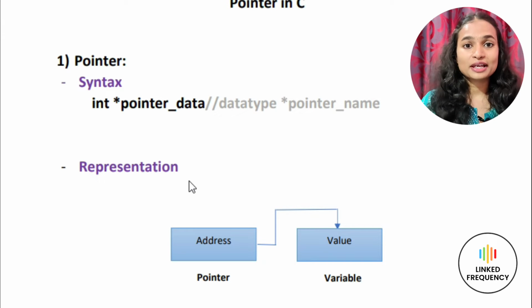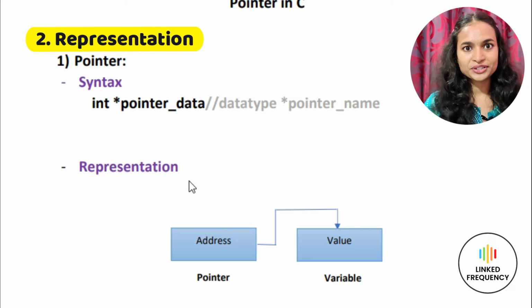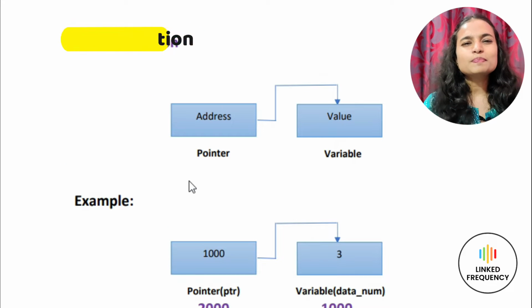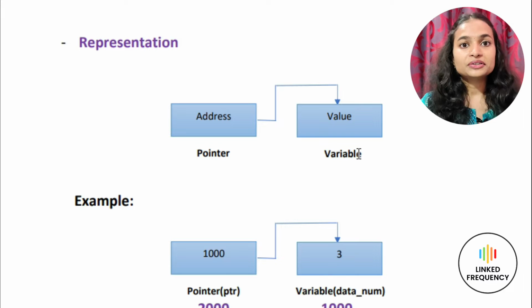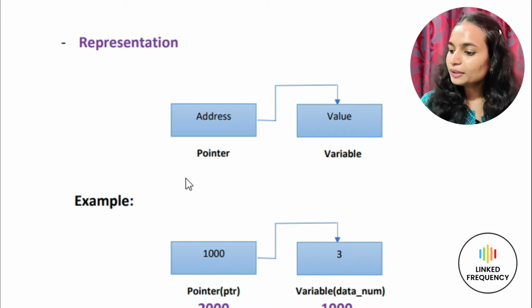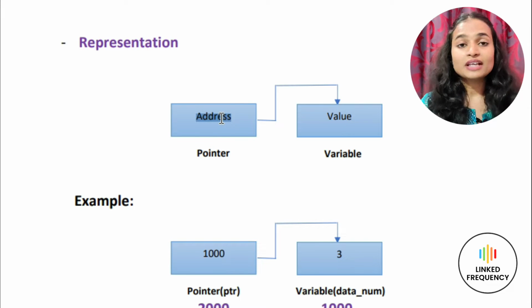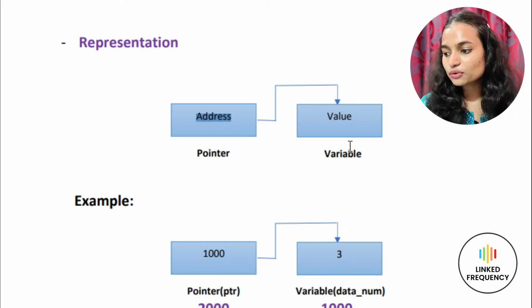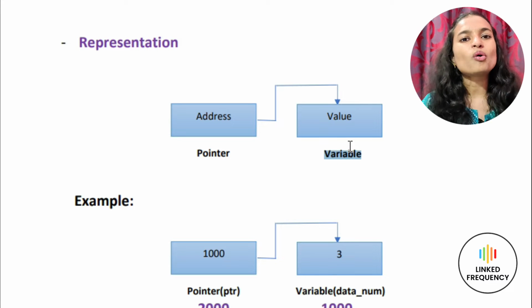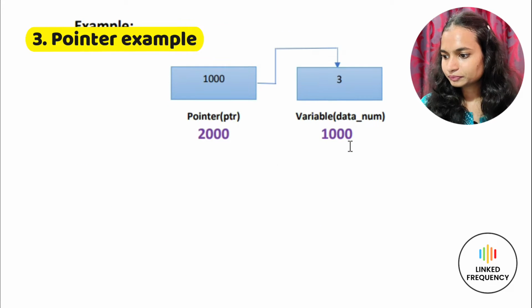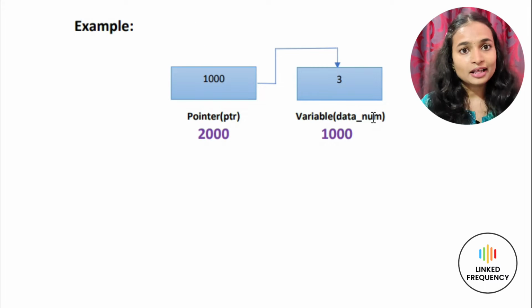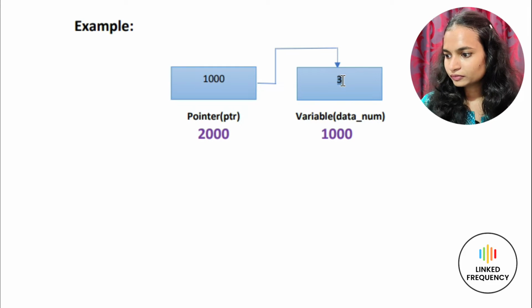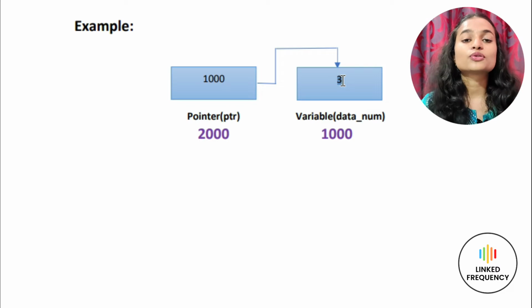Let's move on to our second point, that is the representation of a pointer. The diagram represents a simple representation of a pointer wherein we have a pointer and a variable. Here, the variable holds a value and the pointer holds the address. The address is nothing but the address of the variable. To make it clearer, let me take an example. I have a variable, data_num, and data_num has a value 3. This particular variable is stored in the 1000th memory location.